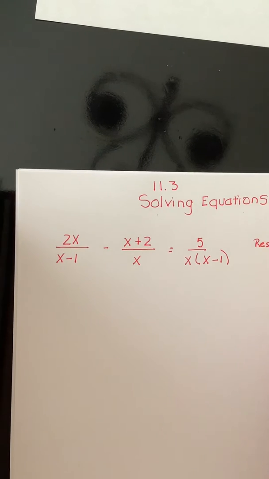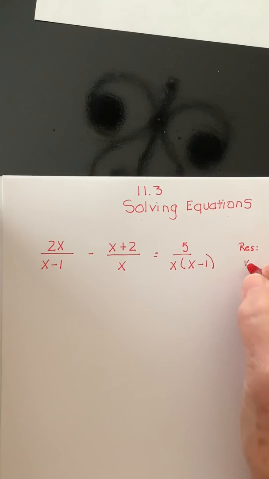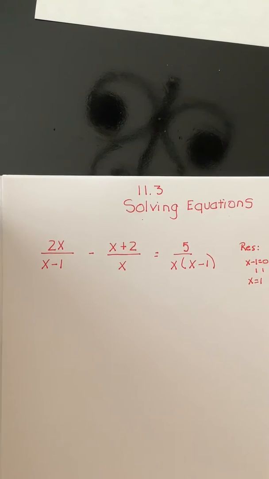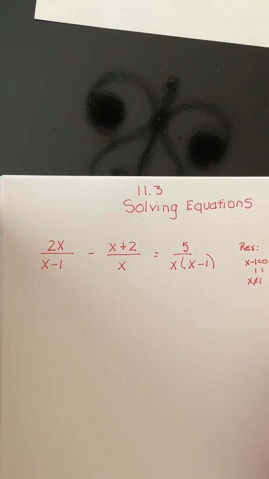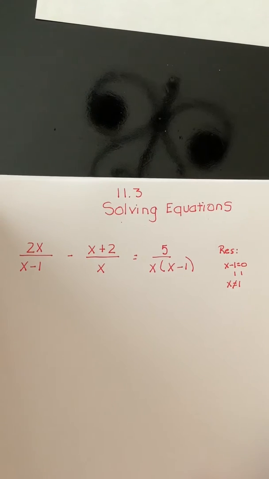Remember we wrote our restrictions on the little line, our little answer bar line. So to get our restrictions, we're going to set x minus 1 equal to 0, add 1 to both sides, and x is equal to 1. On your little line where you write your answer, you have to make a note to yourself that x cannot equal 1.